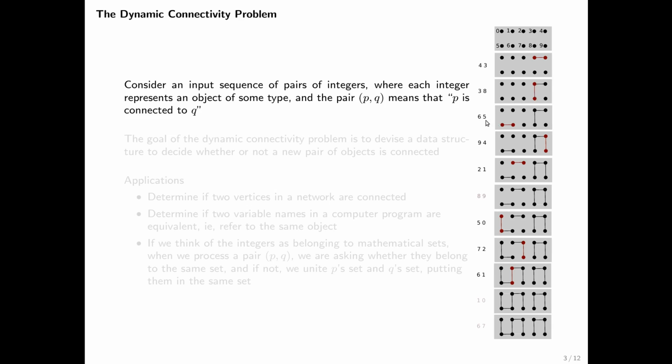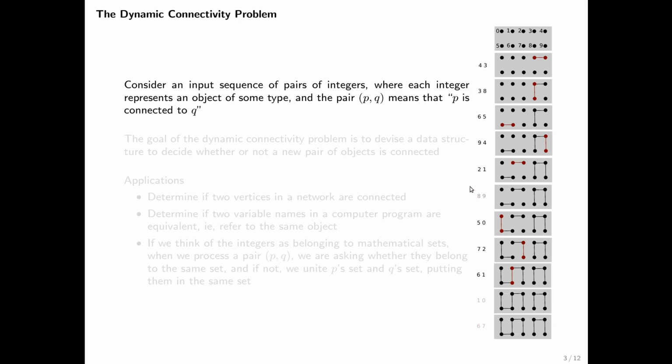And then comes the pair 6, 5. 6 and 5 are not connected yet, so you connect the two. And then comes 9, 4. 9 and 4 are not connected, so you establish a link between the two. And then comes 2, 1. 2 and 1 are not connected, so you establish a link between the two. And then comes the pair 8, 9.